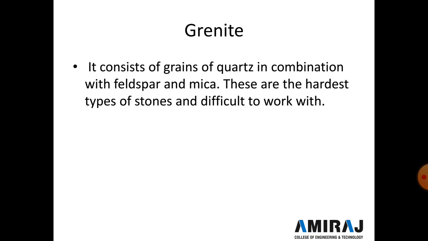Next is granite. It consists of grains of quartz in combination with feldspar and mica. These are the hardest type of stone and difficult to work with, and they are available in various colors ranging from white to green. So these are used for the construction of steps, walls, sills and as facing for other masonry, and also used in flooring work.